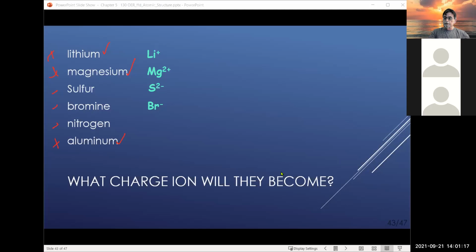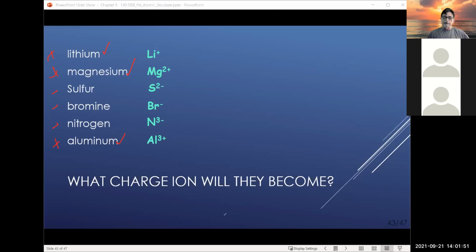Nitrogen, group 5, okay? It becomes a negative 3 charge. Now, someone asked me, does it make a difference whether I put a 2 plus or a plus 2? It makes no difference whatsoever. It's the same thing. Same is true. Is it 2 negative or negative 2? Same thing. Okay, nitrogen, a negative 3. And then finally, aluminum is a metal. It's in group 3A. Therefore, it will have a plus 3 charge.